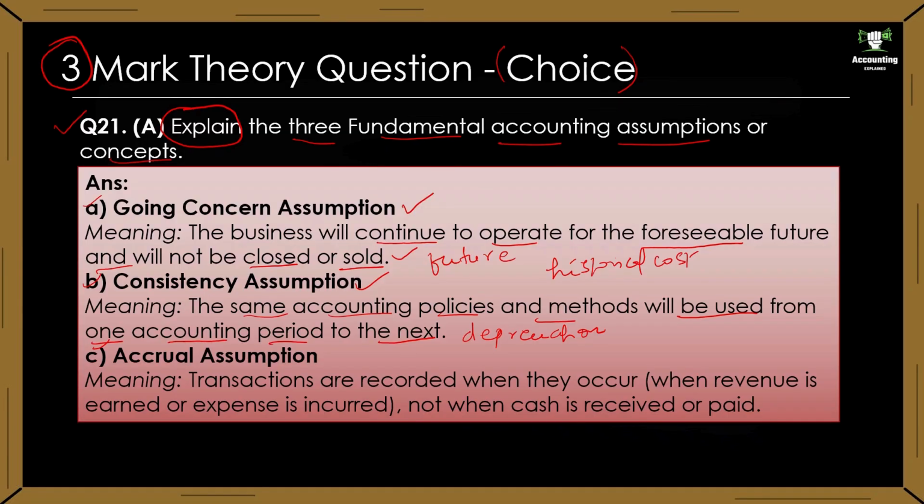Okay. Next assumption is accrual assumption. What you have to write is transactions are recorded when they occur, that is, when revenue is earned or expenses incurred, not when cash is received or paid. So that is the accrual assumption. This is the core of accounting. It states that transactions are recorded in the books of accounts when they occur. So it will be recorded only when they occur, not when the cash is received or paid. This is why we have concepts of outstanding expenses and accrued income. So these are the 3 fundamental accounting assumptions or concepts.